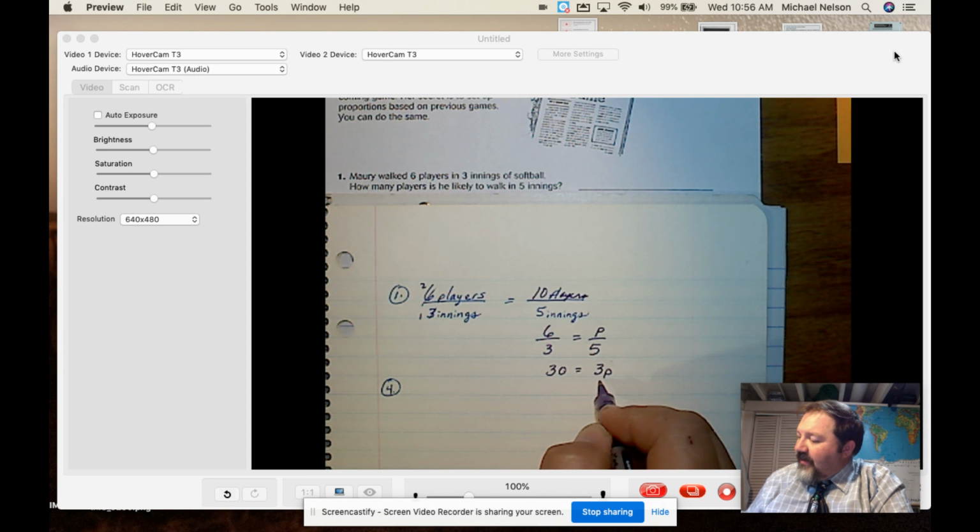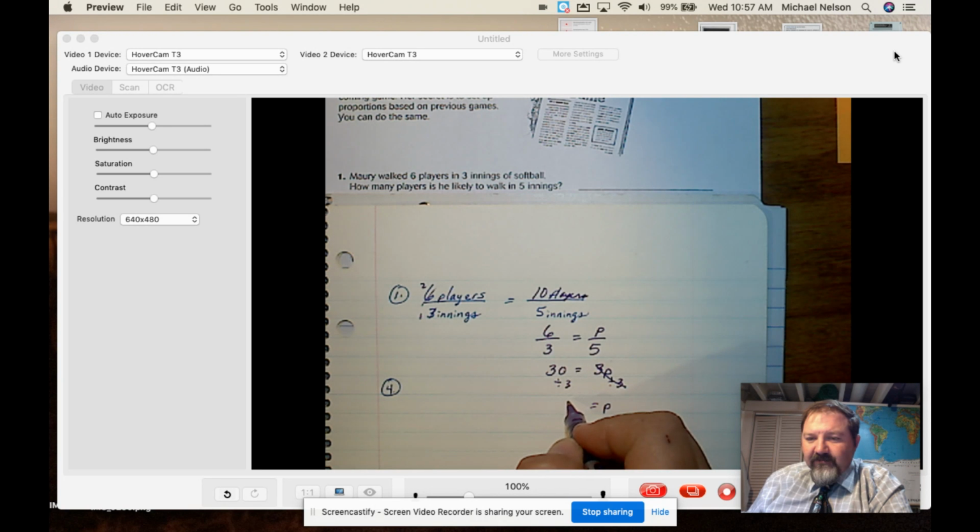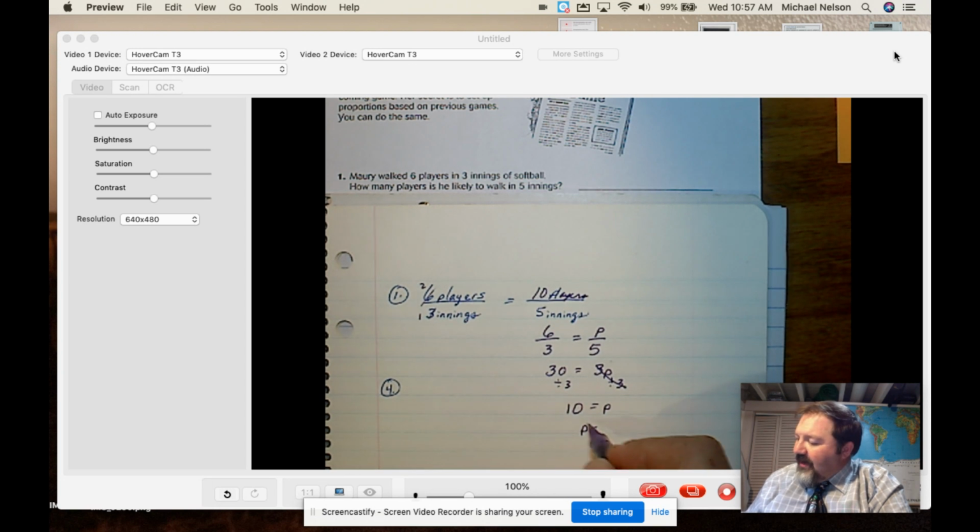All right, so then we're going to divide out the 3. This is solving equations. So we're going to isolate the variable. The operation is times 3, so I'm going to divide by 3 on both sides. 3 divided by 3 cancels that out, and you've got your p over here. And you've got 30 divided by 3, which is 10. Okay? Switch this around. Your p, which by the way was players, is 10.